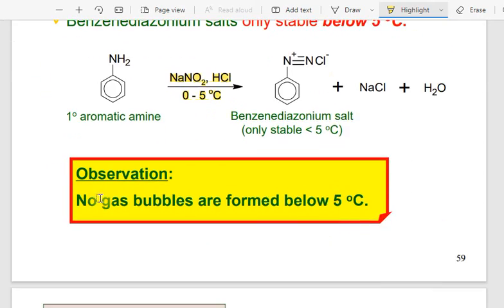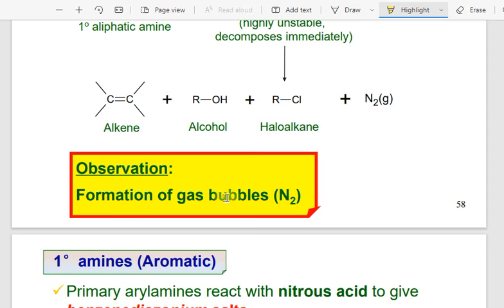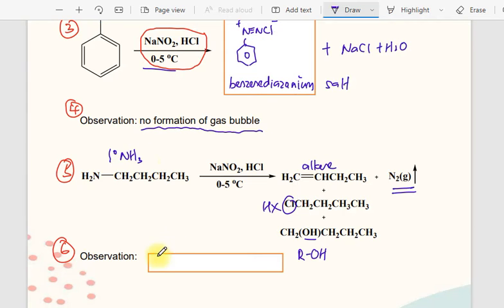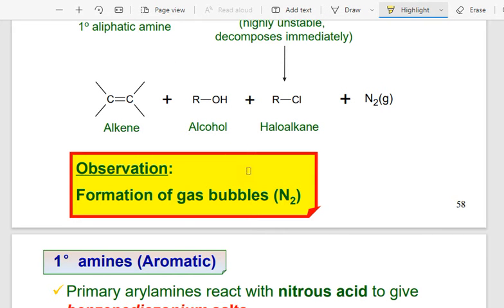Here, this one is the formation of gas bubbles. So you just write down here: formation of gas bubbles. The gas bubble actually is nitrogen gas, but since the question just asked you about observation, just write down the observation: formation of gas bubbles. You can bracket N2 like in the lecture.